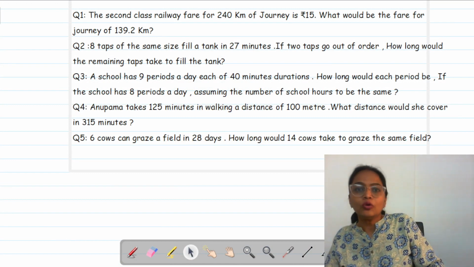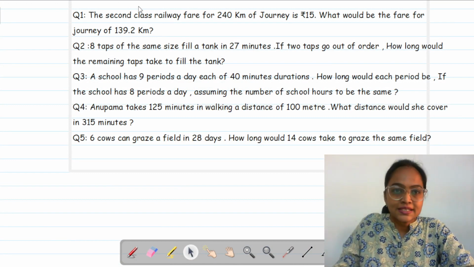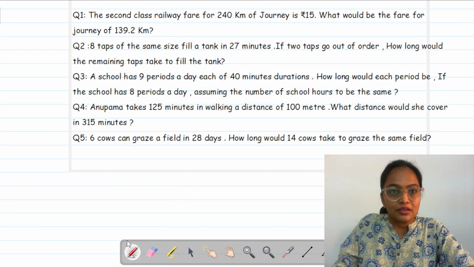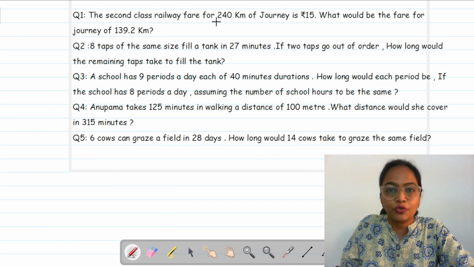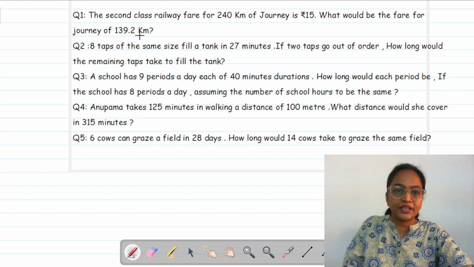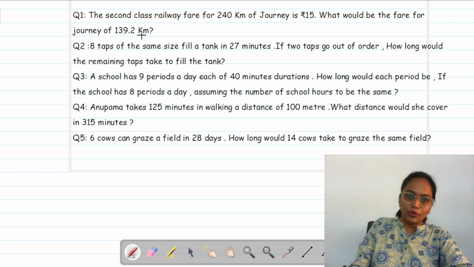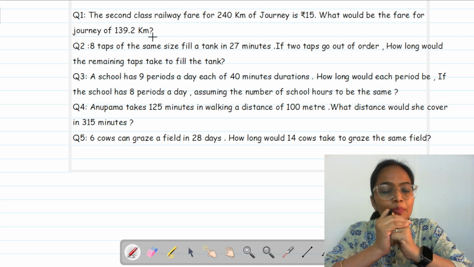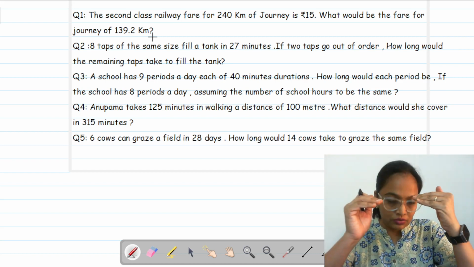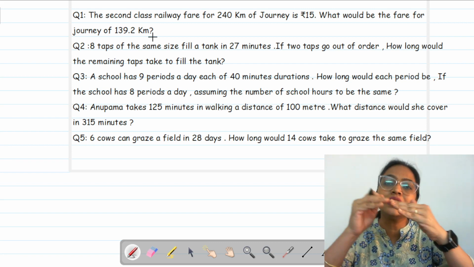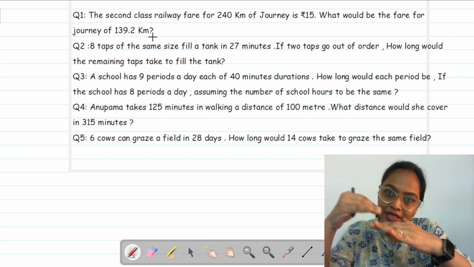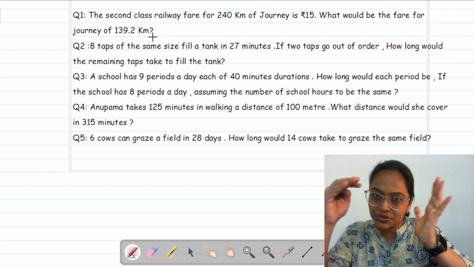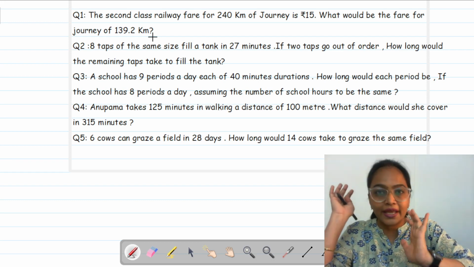Now the first question is: the second class railway fare for 240 km of journey is rupees 15. What would be the fare for a journey of 139.2 kilometers? Now in case of direct variation, what happens is that if one quantity increases, the other will also increase, or if one decreases, then the other will also decrease, right? Then we say that this is in direct variation.